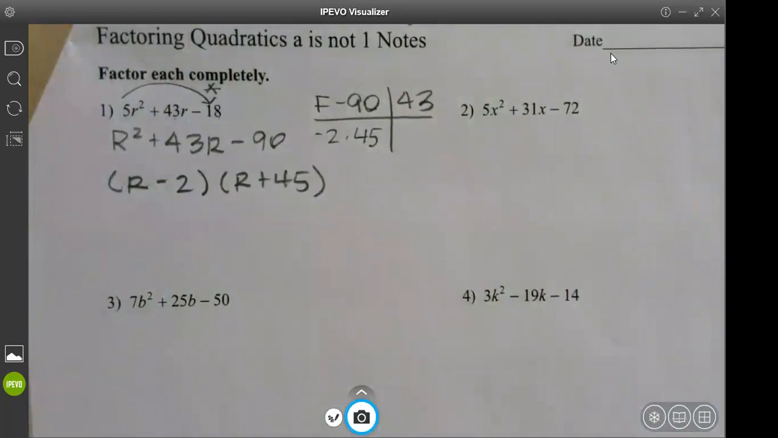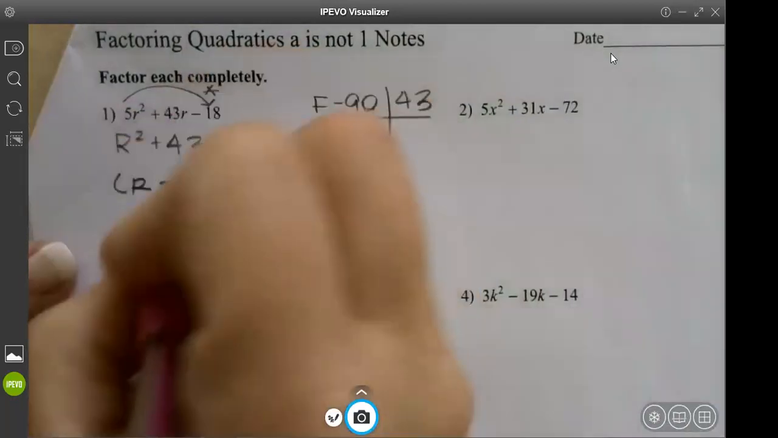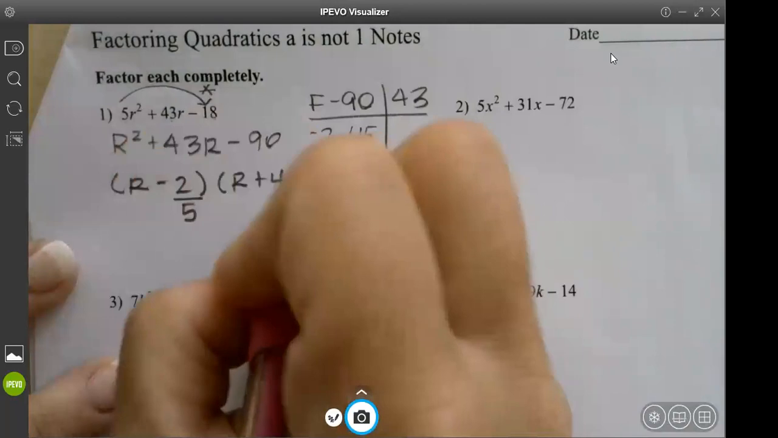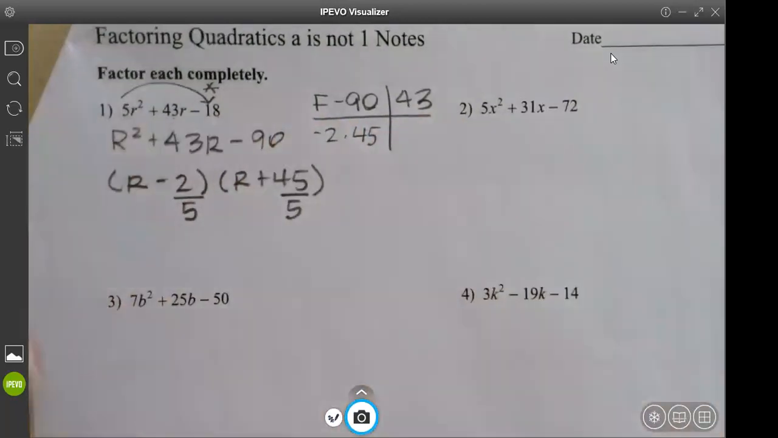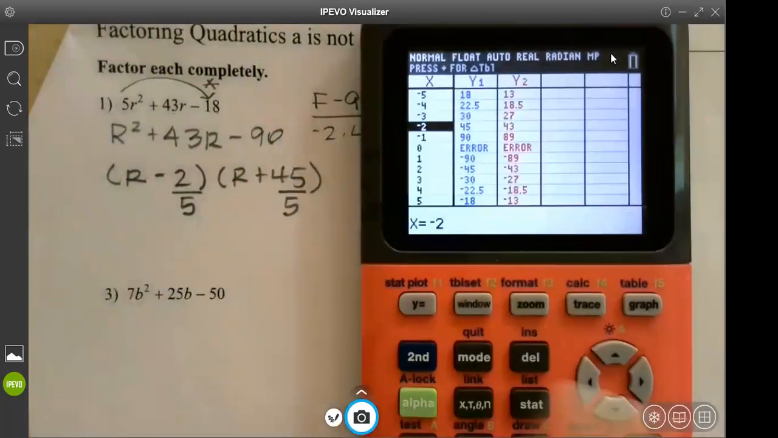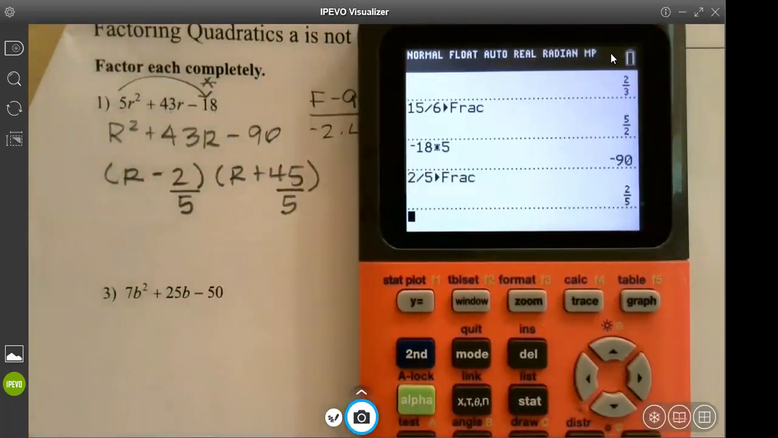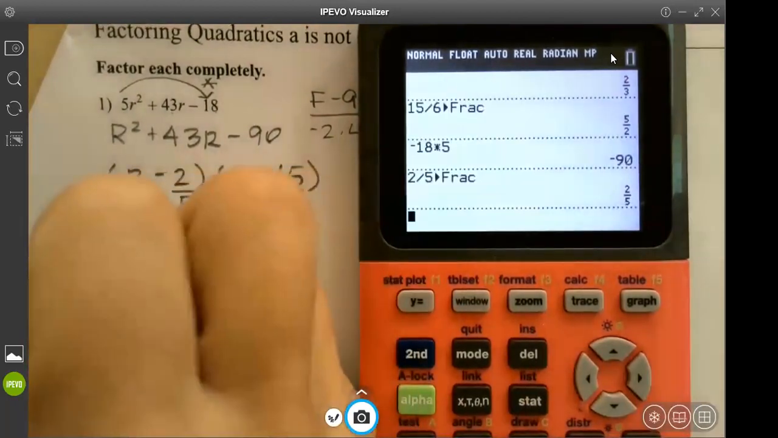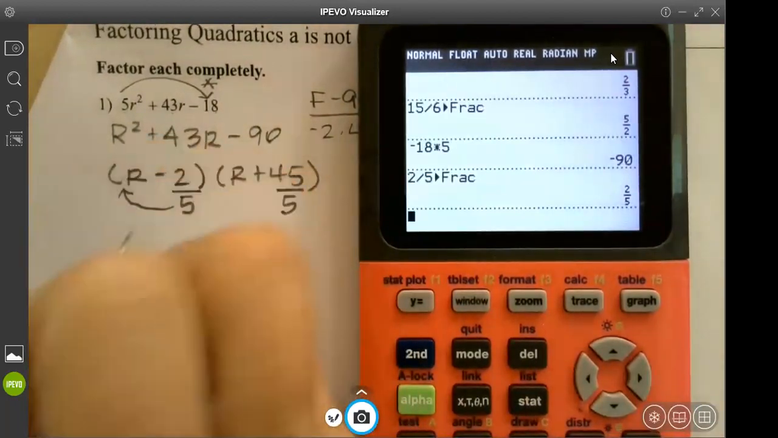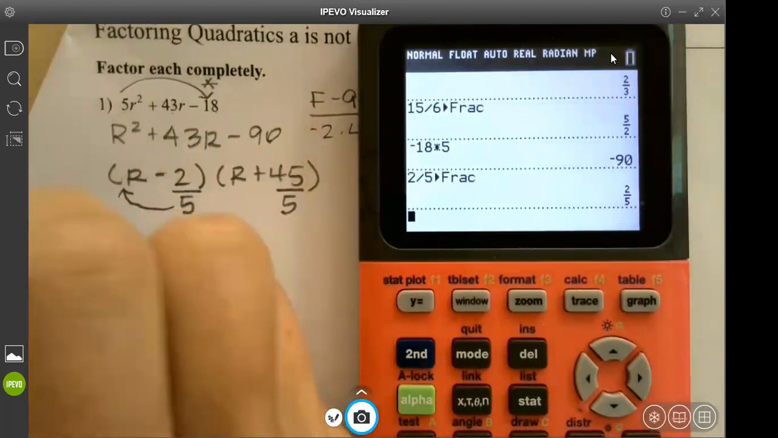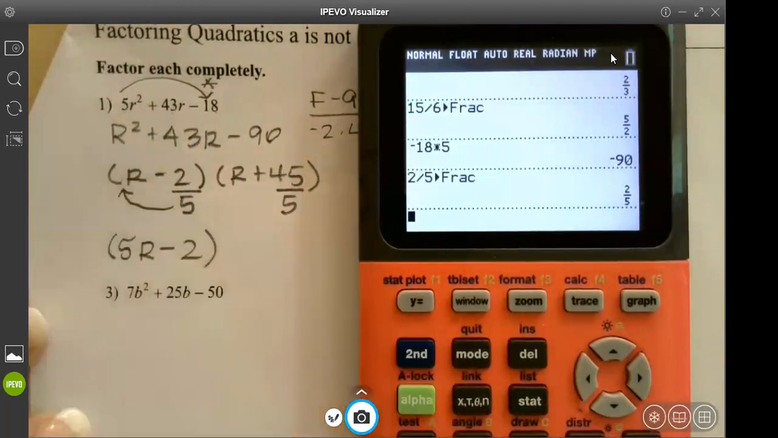I have to undo what I did. So I did slide. Now I have to divide. You can do 2 over 5, math, enter. You'll see that it doesn't change. So this is as good as it gets. So we put the 5 in front, bottoms up. So 5R minus 2.